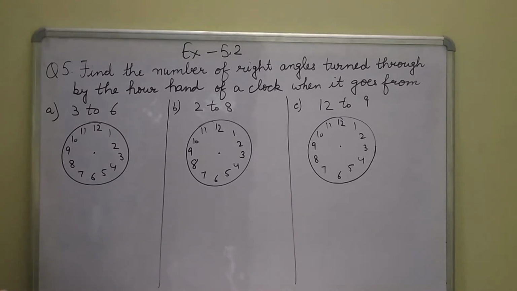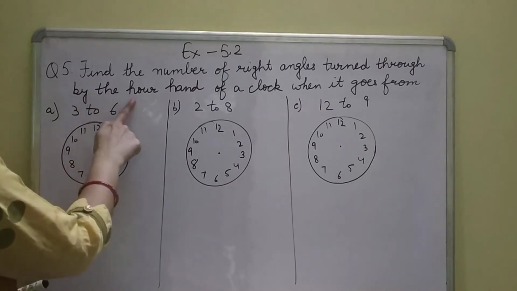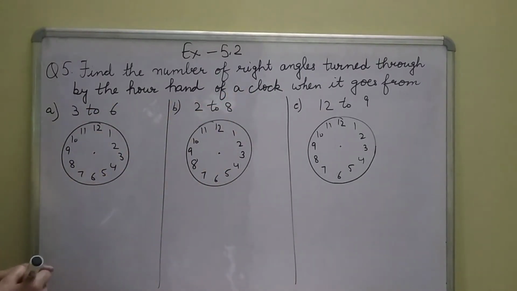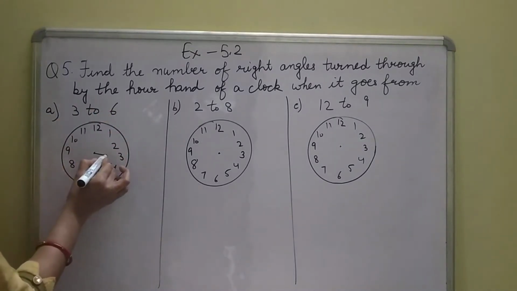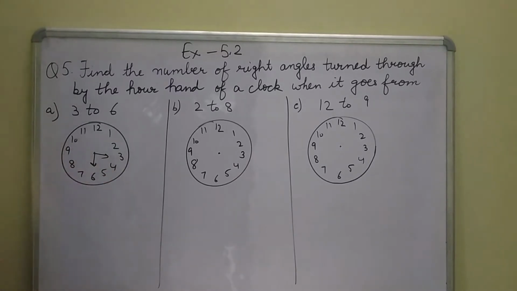In this video, we are going to discuss the questions of exercise 5.2. So question number 5 is, find the number of right angles turned through by the hour hand of a clock when it goes from 3 to 6. Means our hour hand is on 3 and it will go to 6.